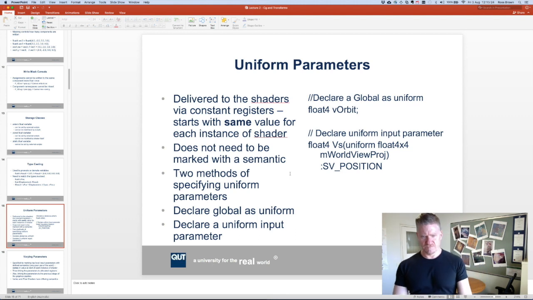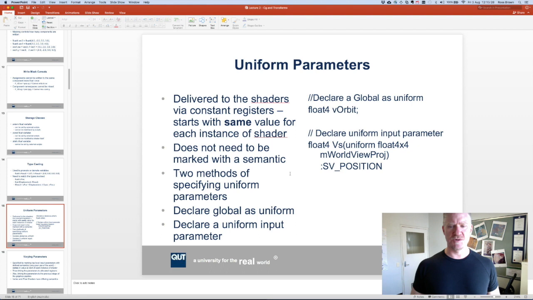Okay, so uniform parameters are parameters to the vertex shaders, and they're delivered to them by constant registers. They start with the same value for each instance of the shader. So the idea is that you remember when you're rendering your triangle, it's generating bucket-loads of pixels. And so some of those values will change across the scene because there's just different values coming in for, say, a particular triangle has 3 vertices, or you might be streaming in a mesh and that entire mesh has varying values. But if it's uniform, it simply means for that instance of the shader being called on a triangle, you will get the same value coming in.